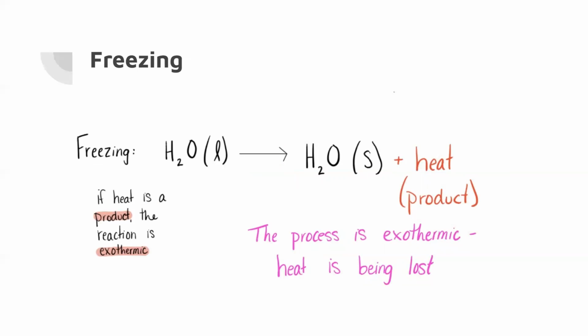And another example would be freezing. That's when you have H2O as a liquid and it changes into H2O as a solid. The heat in this case is being lost. So heat is a product and the reaction is exothermic.